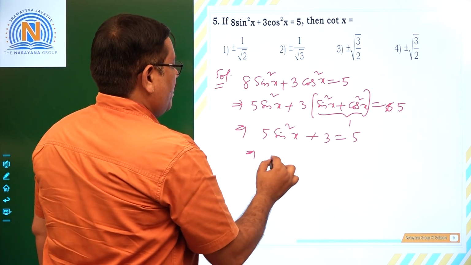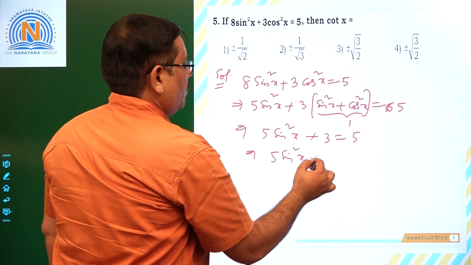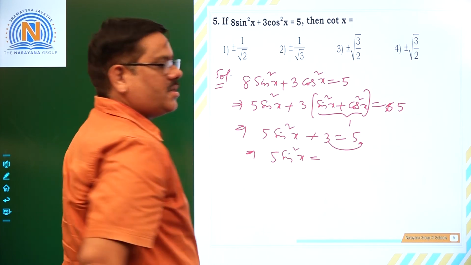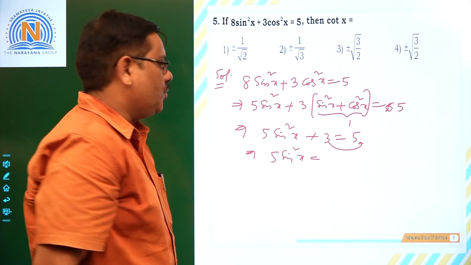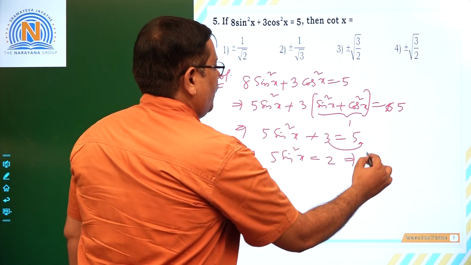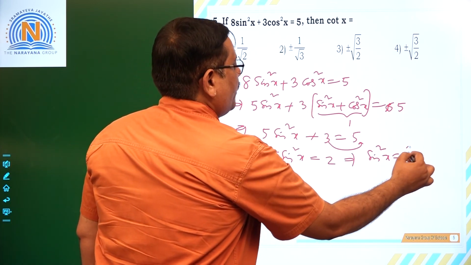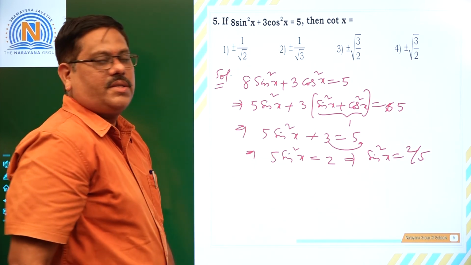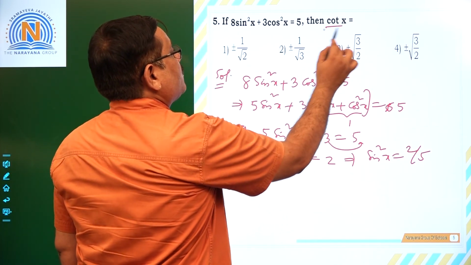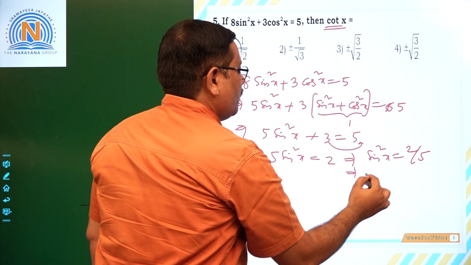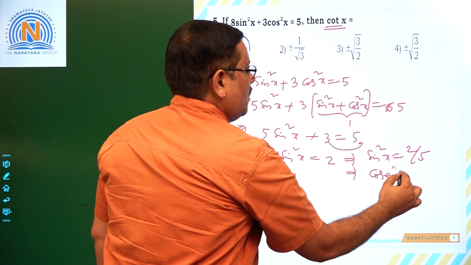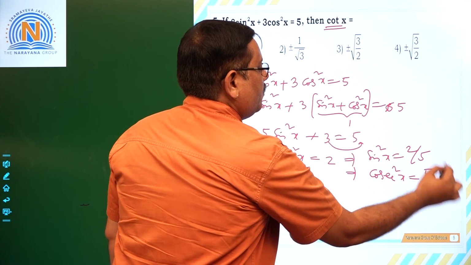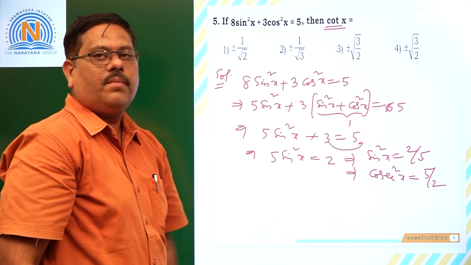What is the meaning in it? 5 sin square x is equal to 5 minus 3. If you transpose it to the other side, it will be minus 3. 5 minus 3 is 2. Thereby, we get sin square x value as 2 by 5. What do you need now? Cot x we need. So now, what I am trying to do is find out cosecant square x. Cosecant square x is nothing but 5 by 2 because both are reciprocal ratios, 5 by 2.